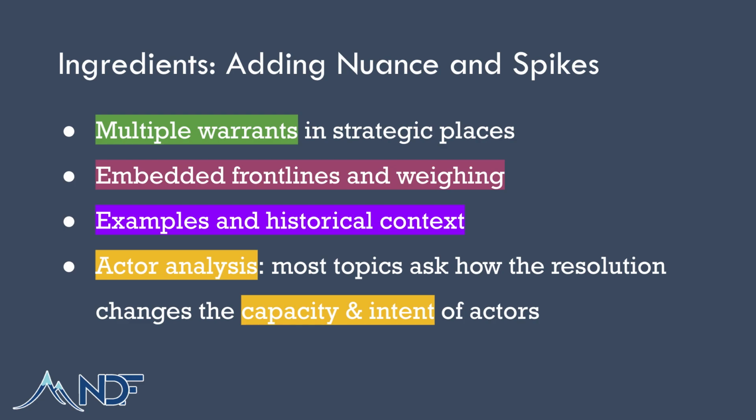The first one are multiple warrants. This is the easiest part, and I'm sure most of you have this in your case in some form. You want multiple warrants, but maybe you don't have this, in strategic places. Multiple warrants in strategic places, right? Not all of the parts of your contention are equally hard to win. And in fact, the nature of a stock argument dictates that some parts will be pretty easy to win.